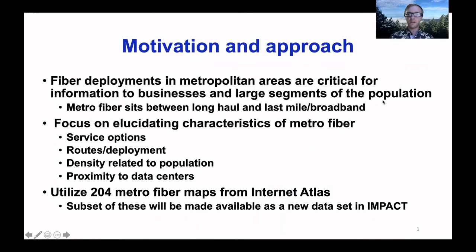The motivation of this work is to study fiber deployments in the United States because these are critical for information to businesses and to large segments of the population. Metro fiber sits between long haul and last mile broadband connections. The focus of this work is on presenting the characteristics of metro fiber in terms of service options, the robustness of deployments, the density related to populations, and the proximity of this infrastructure to data centers.